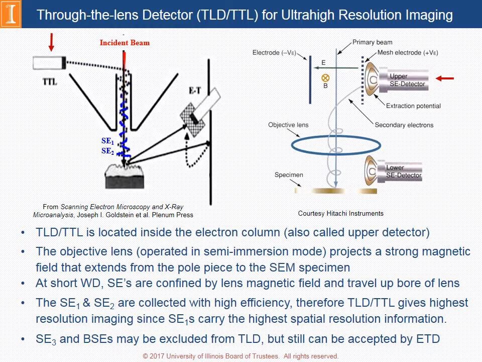And with this through-the-lens detector, BSE and SE3s are excluded because the highly energetic backscattered electrons are less strongly confined by the magnetic field and do not reach the detector. Also, SE3s are generated inside the vacuum chamber. It's very far off the optical axis. Therefore, they won't be affected by the on-axis magnetic field.